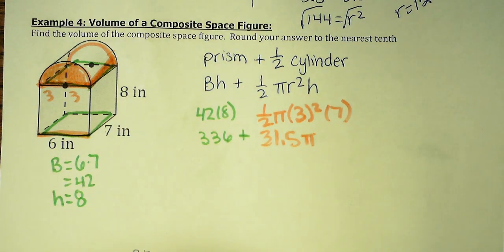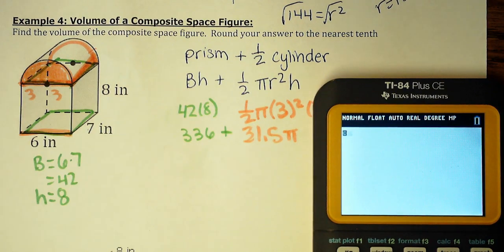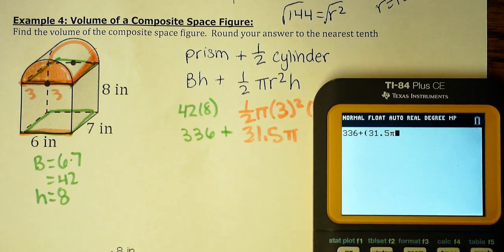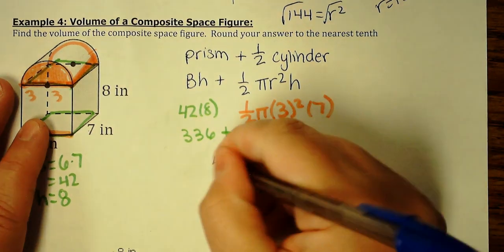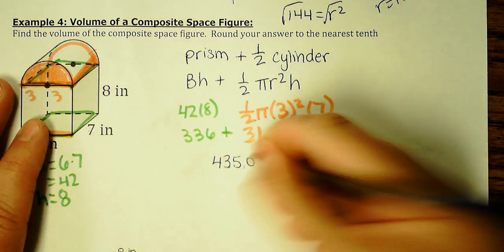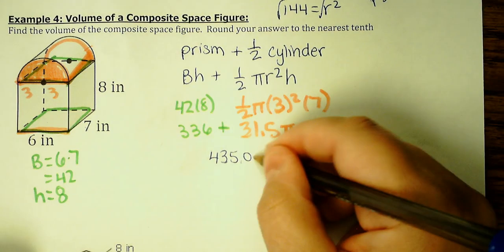And then the question says we want the total volume to the nearest tenth. So I'm actually going to just go ahead and add those together. So 336 plus, and I'll just put this in parentheses, 31.5 times my pi button. And to the nearest, okay, so the 6 here would round the 9 up actually to a 0. So to the nearest tenth there, we got to actually go 435.0, or you could just put 435, and then this is going to be inches cubed.